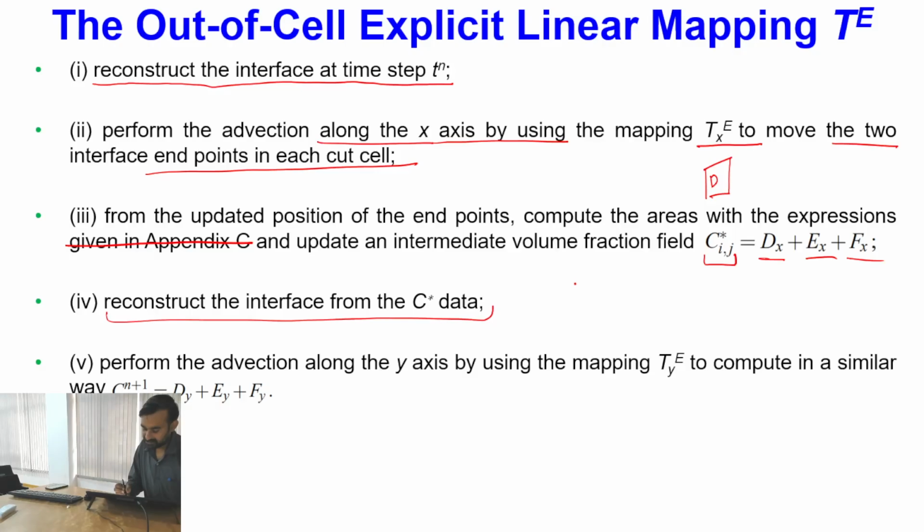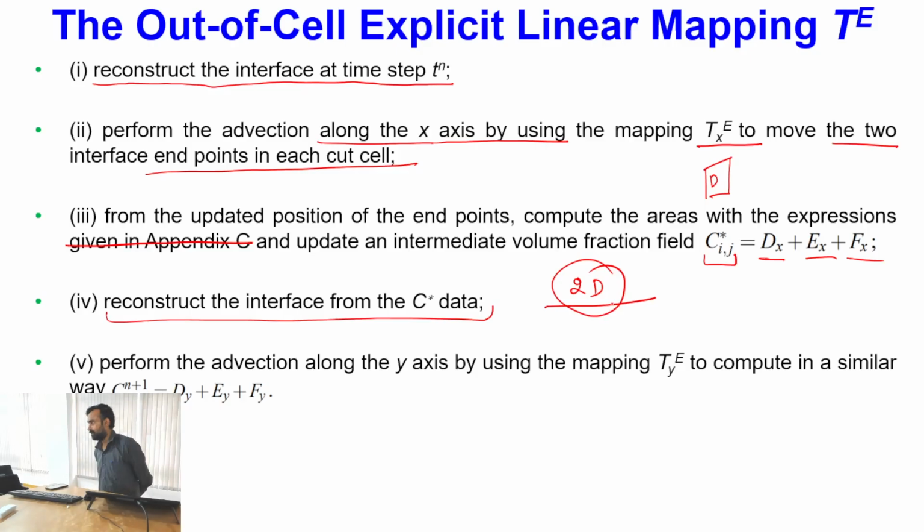Why am I calling this C star? Because I am trying to extend this algorithm to a two-dimensional situation. So I will again be reconstructing with the new values of the volume fraction, and with this new volume fraction and reconstructed interface, I will be advecting in which direction? Y direction. So I will perform advection along the y-axis using mapping TYE to compute, in a similar way, Cij at n plus 1 equal to dy plus ey plus fy.